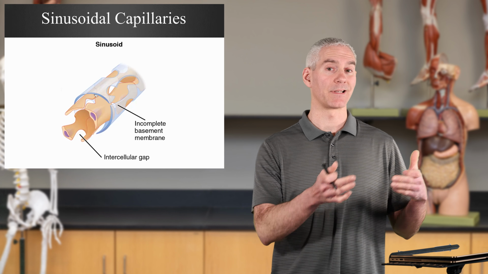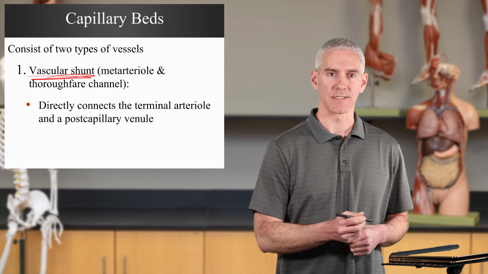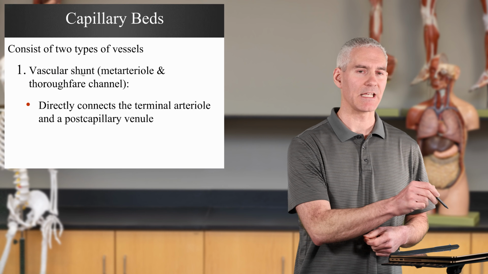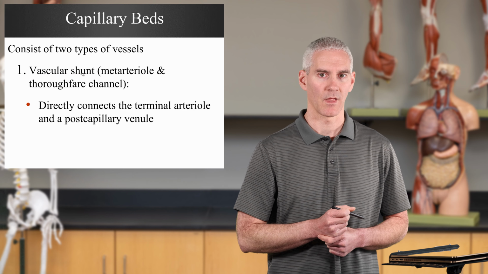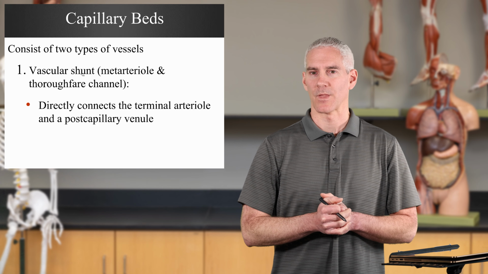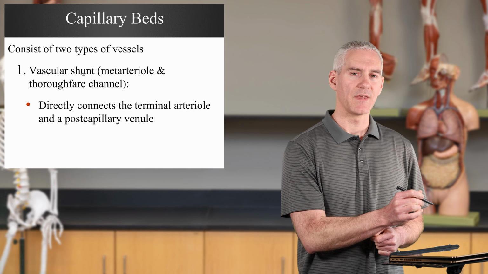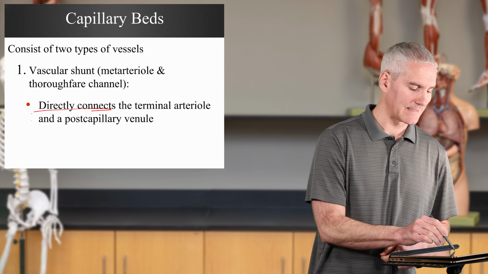But now that we know the three different types of capillaries, we need to look at what an actual capillary bed is. This is what's between the arterial and eventually the venule. There are two main types here. We're going to have this vascular shunt. The vascular shunt is made up of a meta-arterial as well as this thoroughfare channel. It's pretty much a straight shot from the arterial to the venule. You're not going to do a lot of exchange of nutrients or gases. It's just trying to get from point A to point B as fast and as efficient as possible. This is your direct connection.